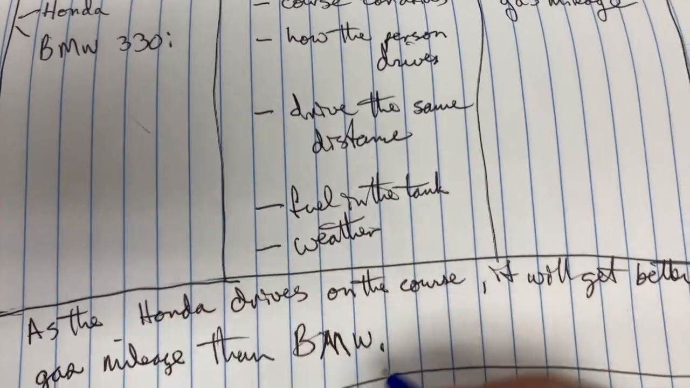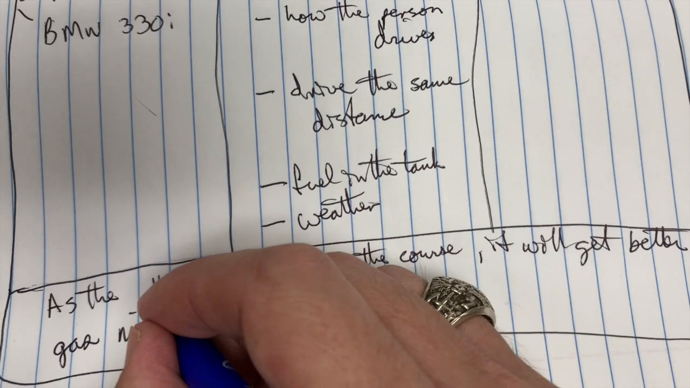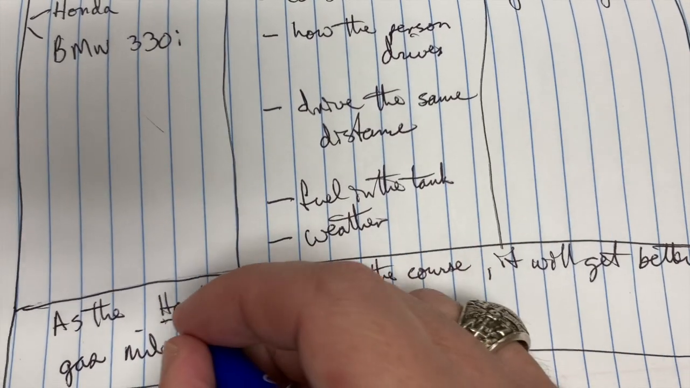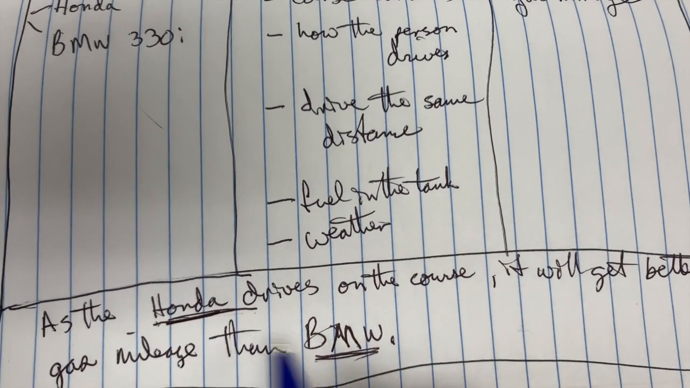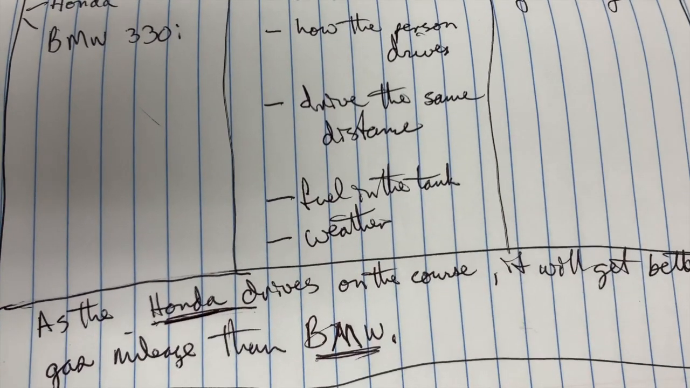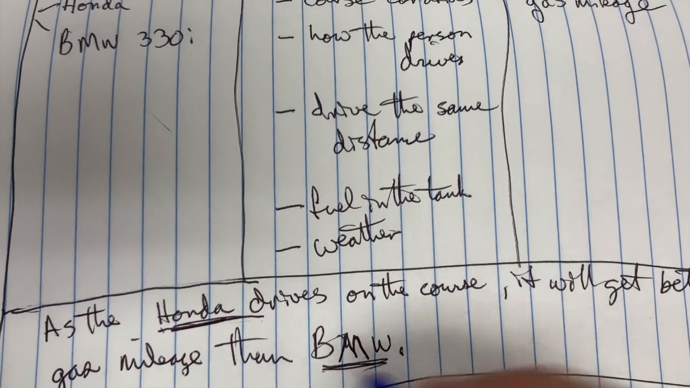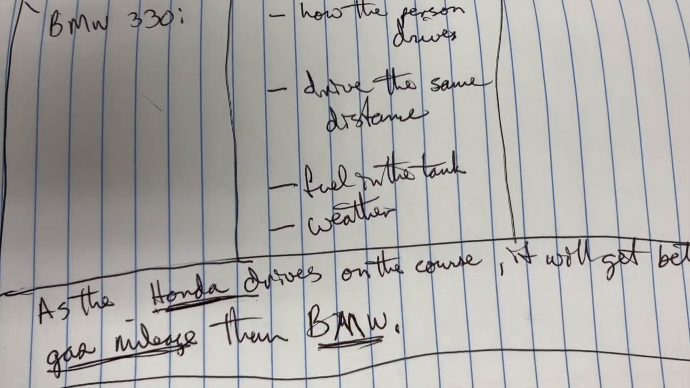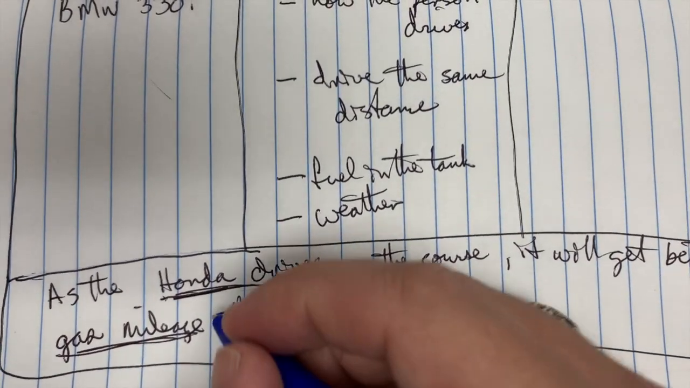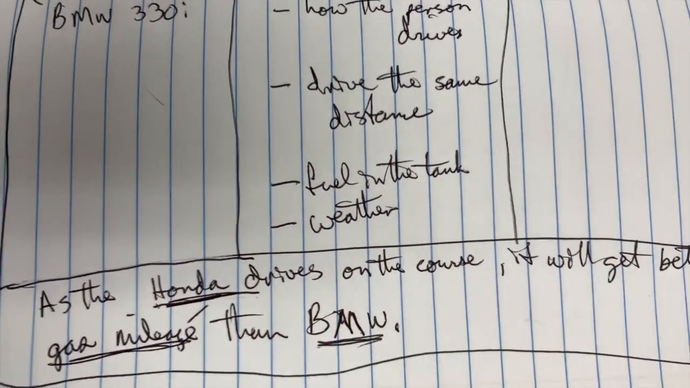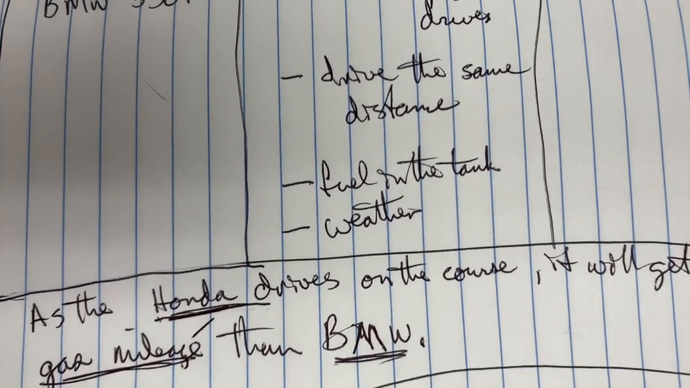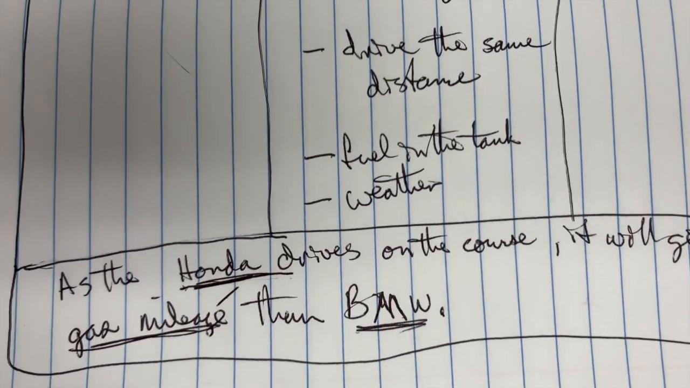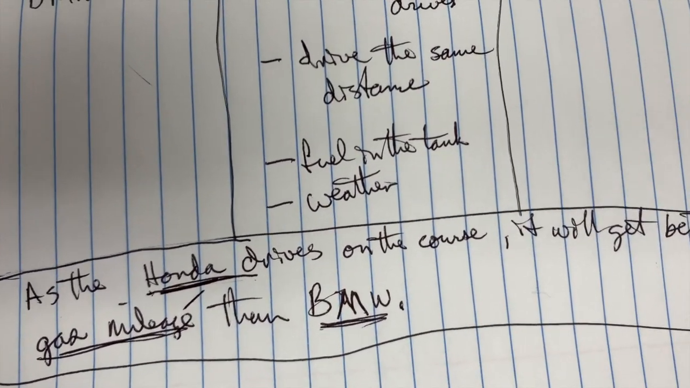Notice it's not in the exact order I talked about, but as we switch from the Honda to the BMW, there's our independent variable. We're going to measure the gas mileage, and I'm making a prediction that the Honda is going to do better. I could be absolutely wrong, and we would have to do the experiment to find out. Okay?